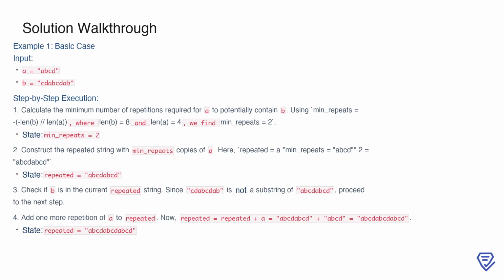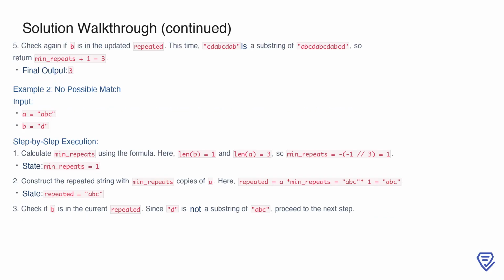At this point, we check if B is a substring of repeated. Since dab is not found within ABCDABCD, we need to add one more repetition of A. This updates repeated to ABCDABCDABCD by appending another ABCD to it. Now that we have updated repeated, we check again if B is a substring of this new string. This time, dab is found within it, so we can conclude that we need min_repeats plus 1 repetitions of A to contain B. Therefore, the result is 3.